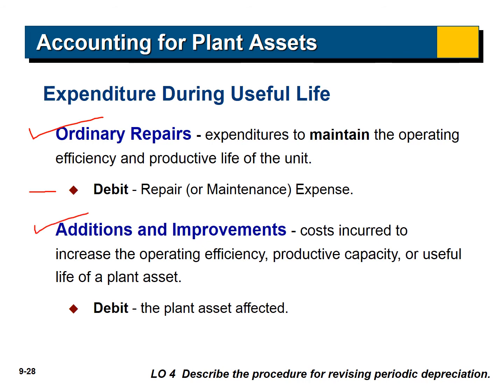Then we have what are called additions and improvements. Those are costs incurred to increase the operating efficiency, increase the productive capacity, or increase the useful life. In that case, we debit the plant asset, not repairs and maintenance expense. In other words, that's called capitalizing. So we'll capitalize that rather than expense it.